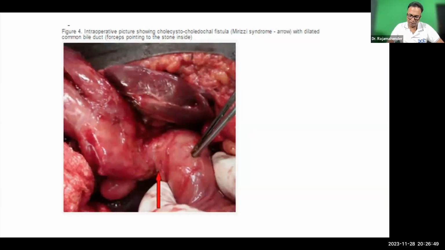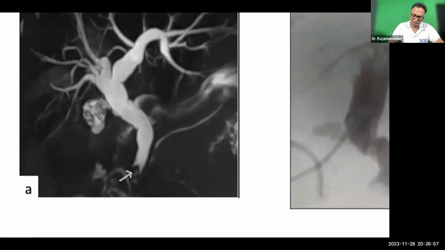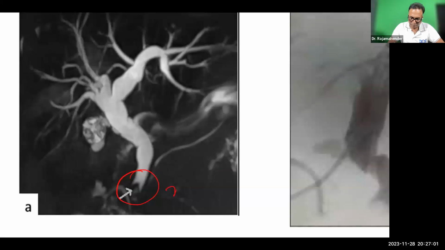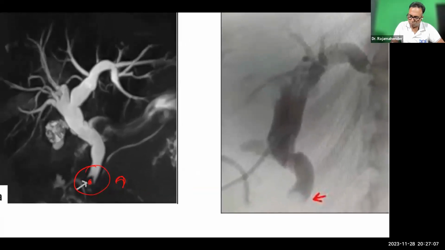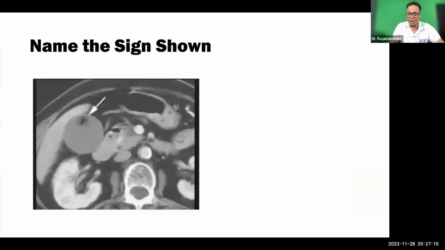That case is given here in the image of Mirizzi syndrome. A stone compressing the bile duct causing obstructive jaundice. So what is the cause of jaundice in this picture? MRCP shows a sign known as the meniscus sign. That means there is a stone here. You can see the same meniscus sign in a T-tube cholangiogram. This is a T-tube cholangiogram showing a stone in the bile duct, known as the meniscus sign. This is also a meniscus sign. So meniscus sign is a stone in the bile duct.